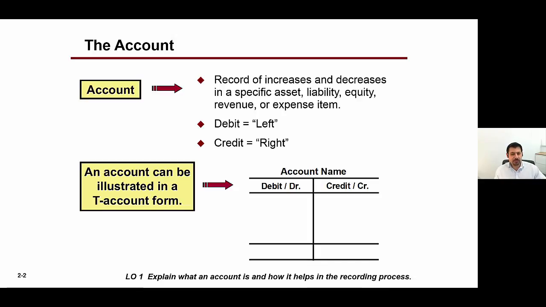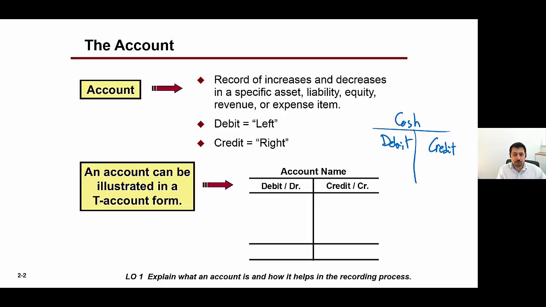One of the simplest ways of representing an account is the T form, the T account. The reason why we call it like that is that it has a T shape. Basically, we have the name of the account, let's say cash. We have the debit side and the credit side.